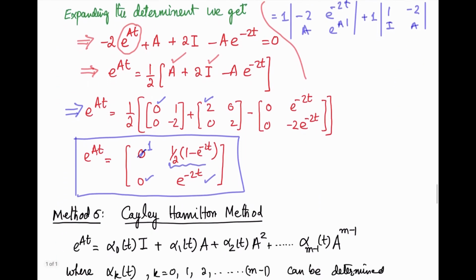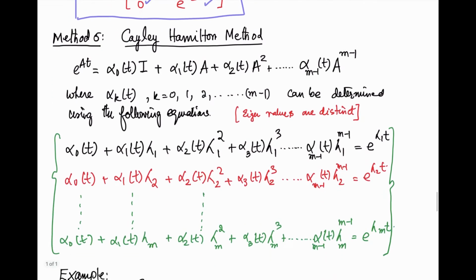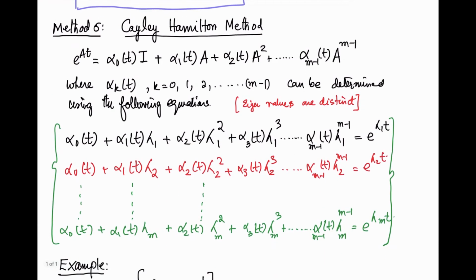Okay, now let's look at the next method, that is the Cayley-Hamilton method. Again, I'm just going to explain how we can use it to determine the state transition matrix. For its derivation, you can again refer to your textbook and some basic linear algebra book. So the state transition matrix using the Cayley-Hamilton method is given by this equation, right?